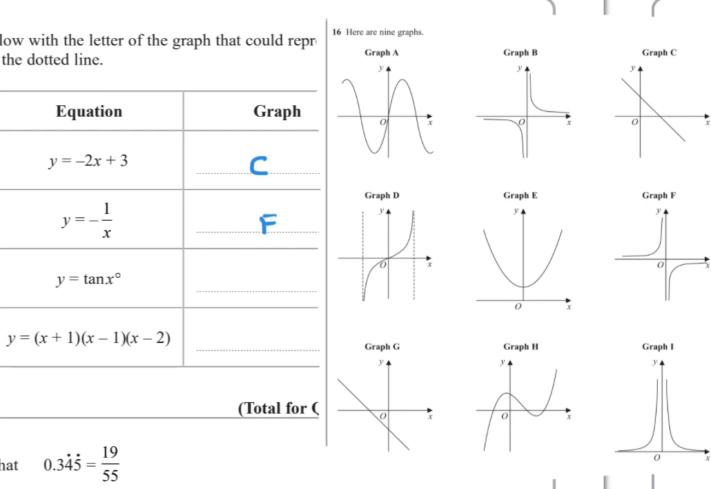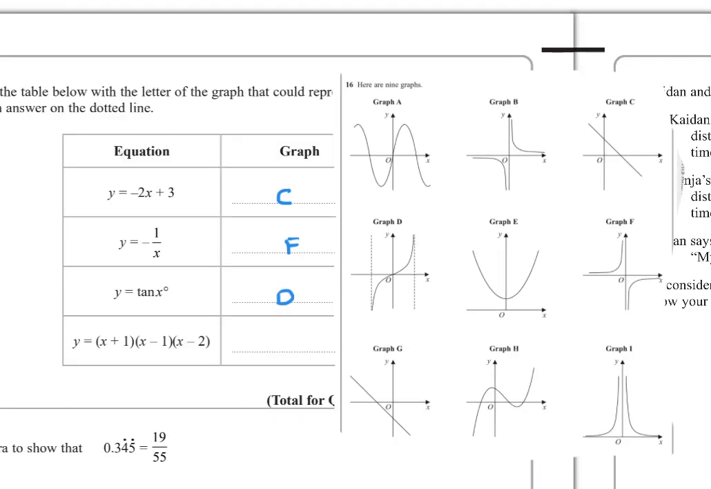y equals tan x, the graph for tan. You have to remember the graph for tan. This is the graph for tan, graph D. Next one, y equals x plus 1 times x minus 1 times x minus 2. This function intersects the x-axis when y equals 0, at negative 1, 1 and 2. See, this is the function that intersects the x-axis at negative 1, 1 and 2. So graph H.